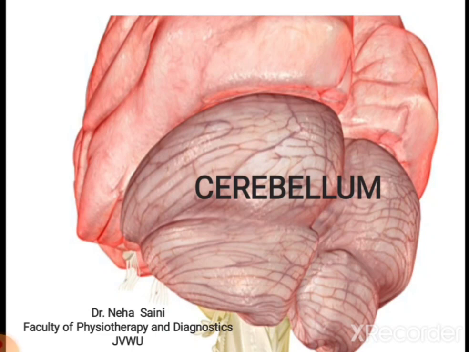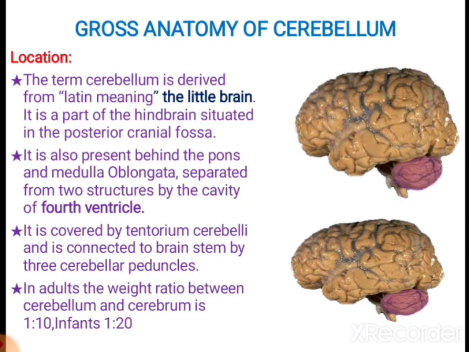Here I am going to tell you about the anatomy of the cerebellum. The cerebellum is derived from the Latin word meaning the little brain. It is a part of the hindbrain situated in the posterior cranial fossa. It is also present behind the pons and medulla oblongata, separated from these two structures by the cavity known as the fourth ventricle. It is covered by the tentorium cerebelli, which is a fold of dura mater, and it is connected to the brainstem by three cerebellar peduncles.